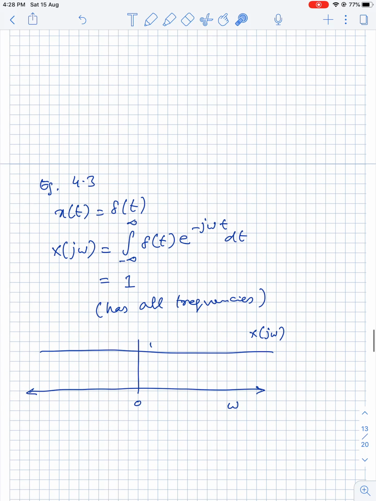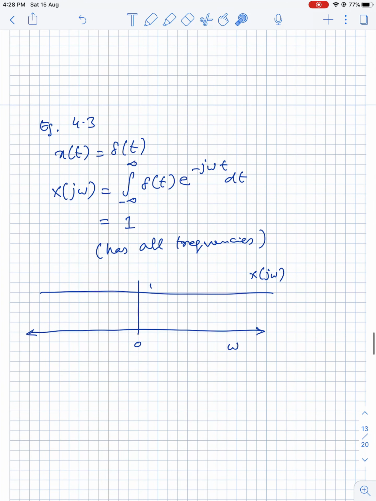Another example, 4.3 from the book: what is the Fourier transform of the delta function? x of t is equal to delta of t. Apply again the analysis formulation. When you do this using the shifting property, you will get that this is equal to 1. Essentially, the frequency response of the delta function looks like this, where this is your omega and all frequencies are present with equal amplitude. Every frequency is present in a delta function.